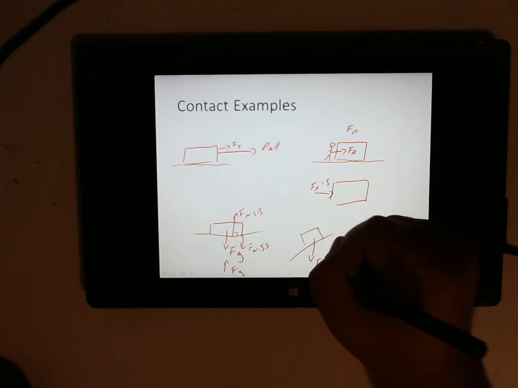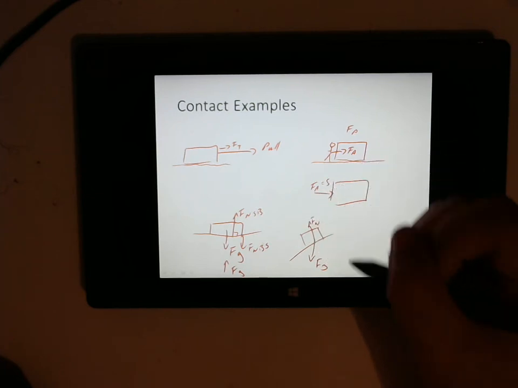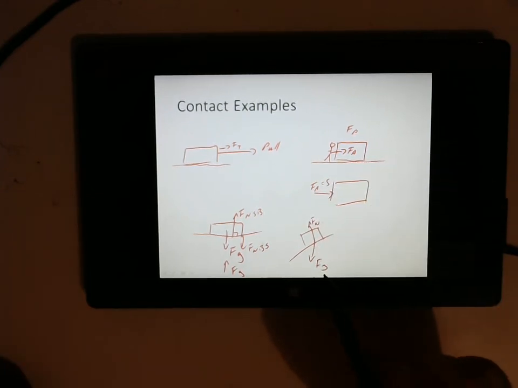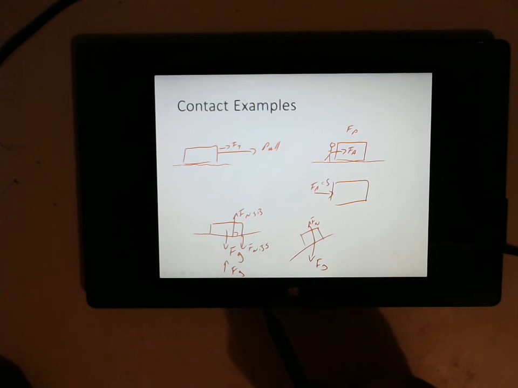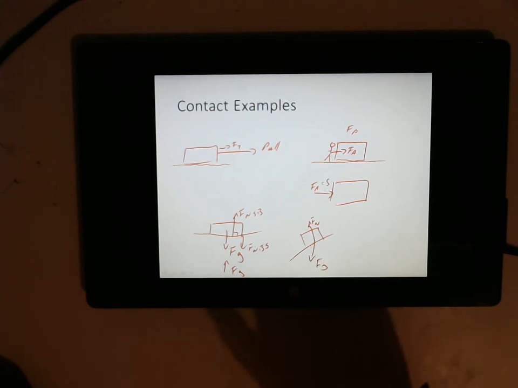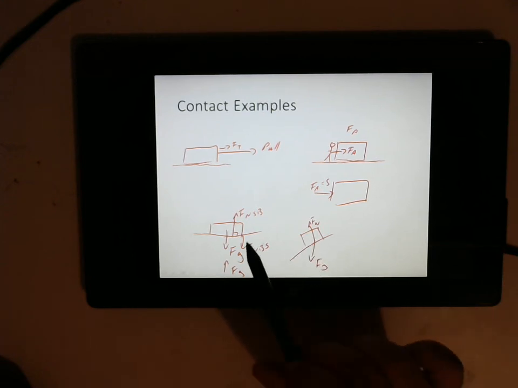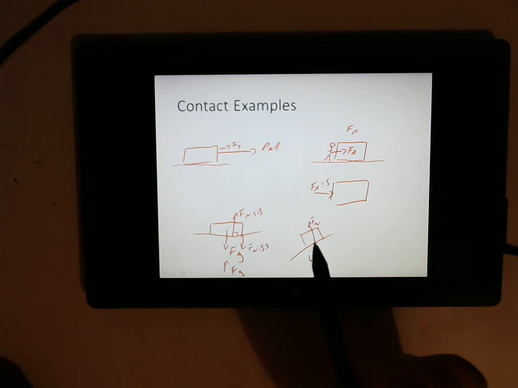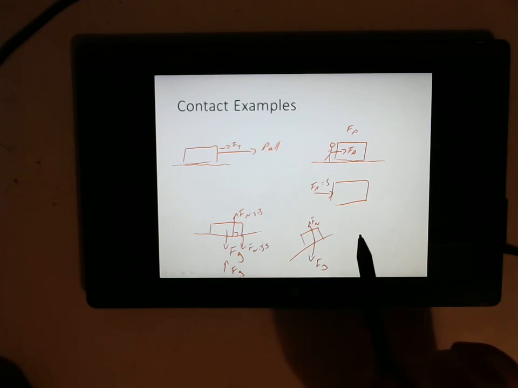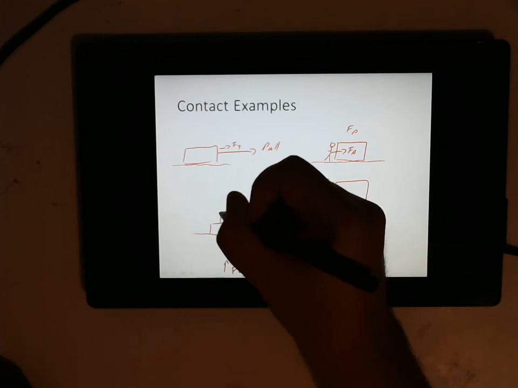If something is on a ramp, gravity would act this way, but the normal force would act this way. Now, we will deal with ramps probably around early term 2, so it is not part of what we're dealing with now, but it is something for us to keep in mind. Okay, so the normal force is always perpendicular, and normally this is equal to the weight of the object.